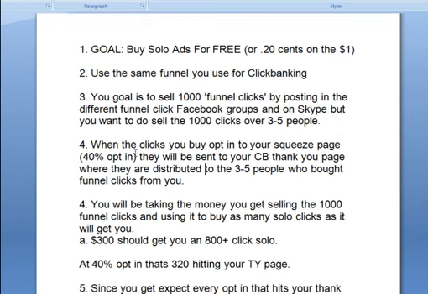So anyways, when the clicks you buy opt in to your squeeze page, and we went through this already, assuming a 40% opt-in, if you don't have a 40% opt-in, you're going to want to tweak till you do. It's not hard to do. They're going to be sent to your ClickBanking thank you page. What we're basically going to do is duplicate your ClickBanking thank you page and make a clone of it, and we're going to link it differently so it's its own entity, just for funnel click selling. Okay.